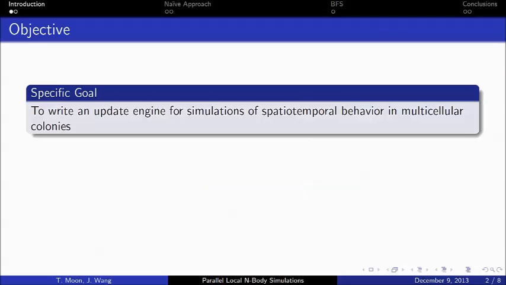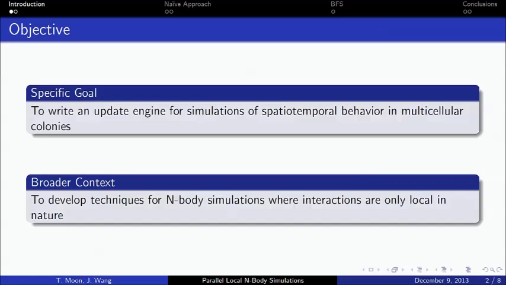For our CS205 final project, we developed a simulation engine for a multicellular colony, and we tried to come up with a parallel update mechanism to speed up the simulation. Within the broader context, we try to develop techniques for n-body simulations where the interactions are only between local neighbors.